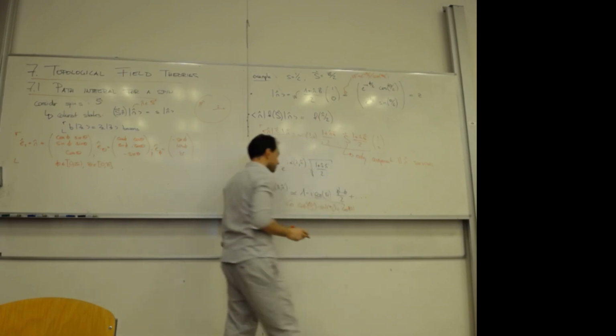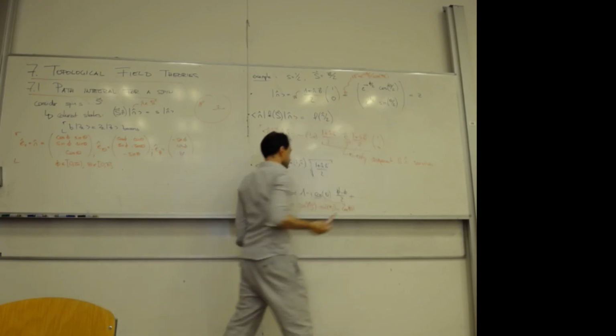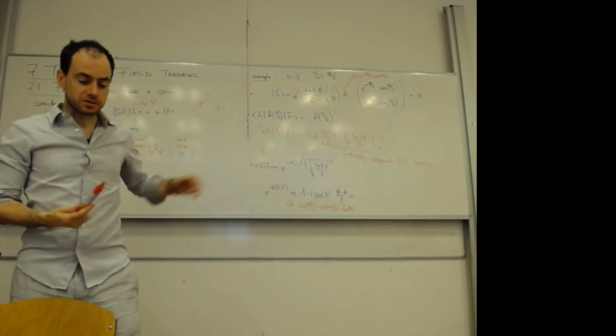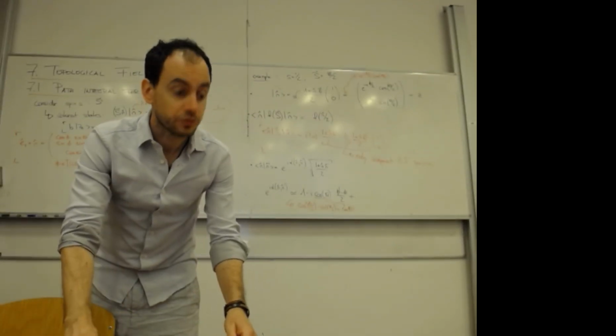And this here is just the expansion of these exponentials. That's the part that is going to be useful for later. That's something that's relevant for the derivation of the path integral.